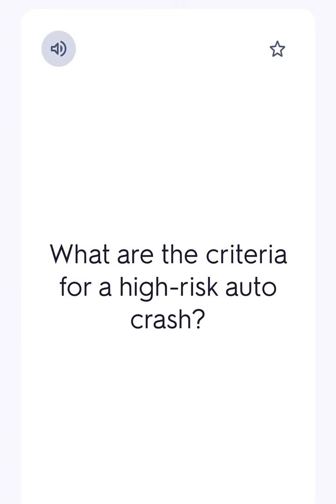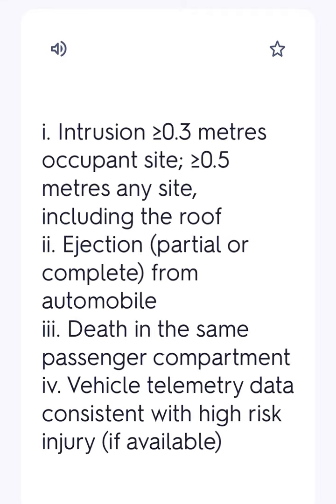What are the criteria for a high-risk auto crash? I. Intrusion greater than or equal to 0.3 meters occupant site. II. Greater than or equal to 0.5 meters any site, including the roof. III. Ejection from automobile. IV. Death in the same passenger compartment. V. Vehicle telemetry data consistent with high-risk injury.